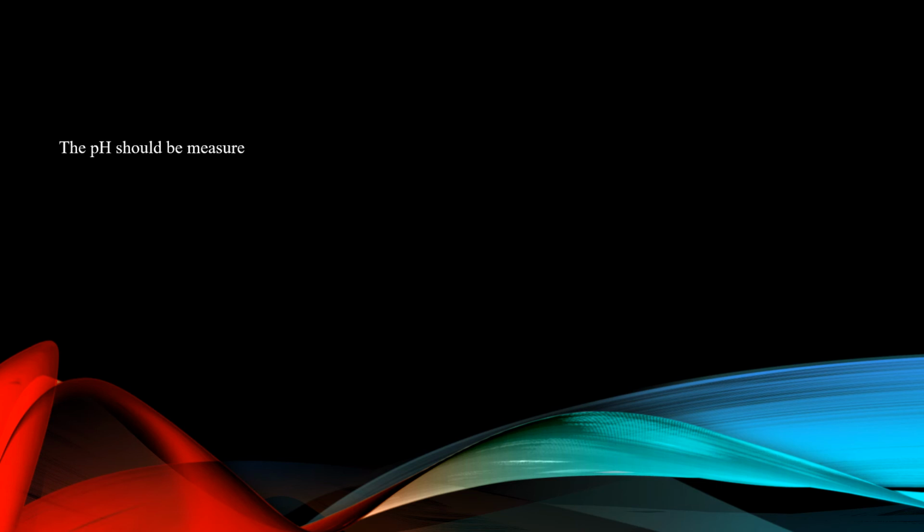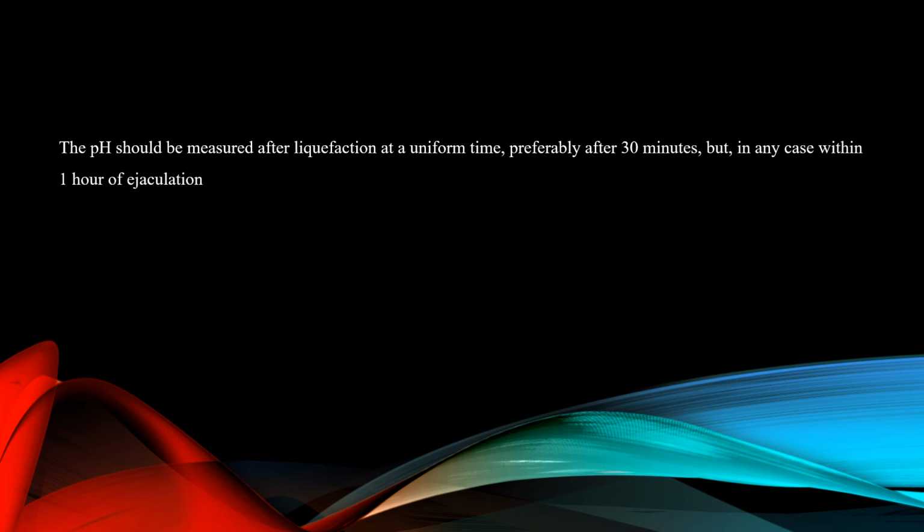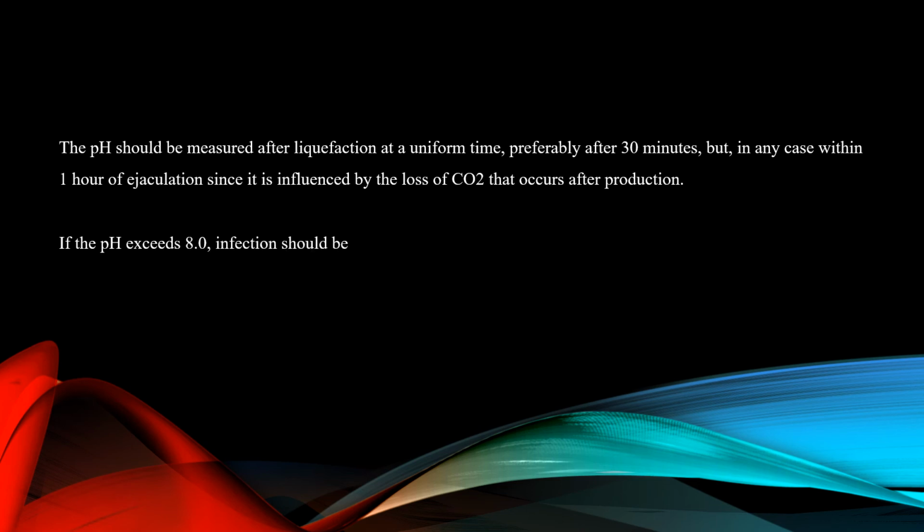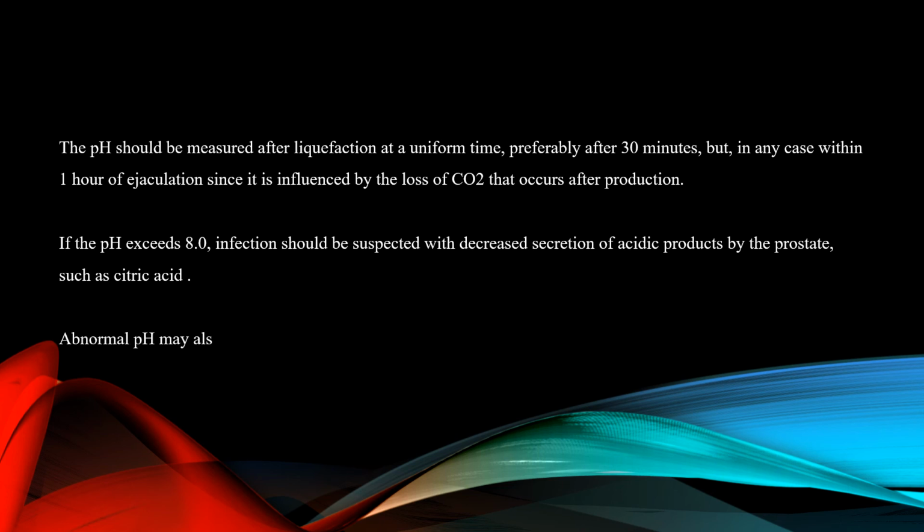The pH should be measured after liquefaction at a uniform time, preferably after 30 minutes, but in any case within 1 hour of ejaculation, since it is influenced by the loss of CO2 that occurs after production. If the pH exceeds 8.0, infection should be suspected with decreased secretion of acidic products by the prostate, such as citric acid. Abnormal pH may also be recorded in cases of incomplete ejaculation.